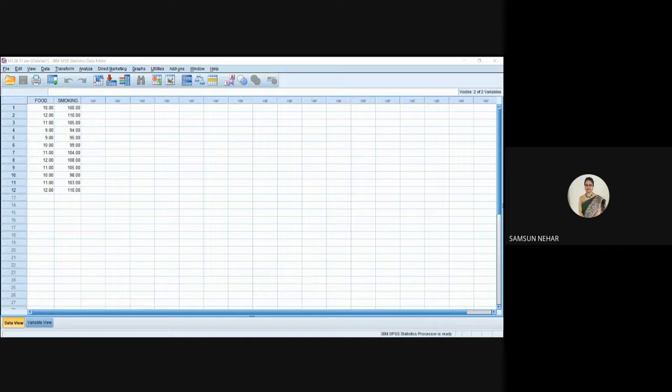Yes, sir, in the presentation, it is only the data view. The output is not visible. No, output is not visible. Okay. Just wait.